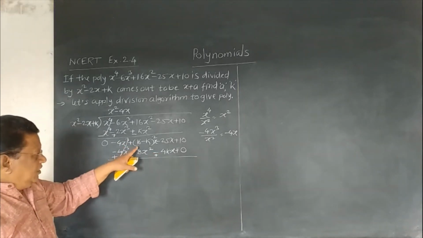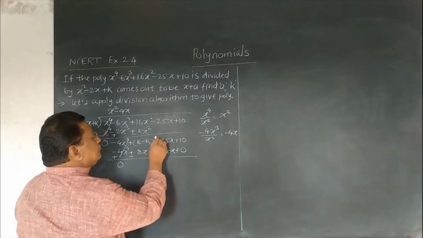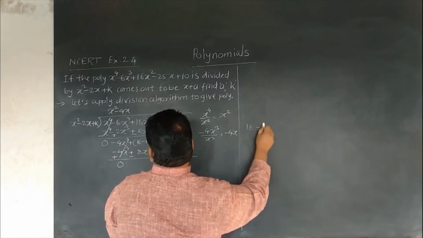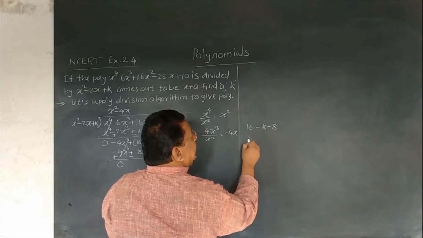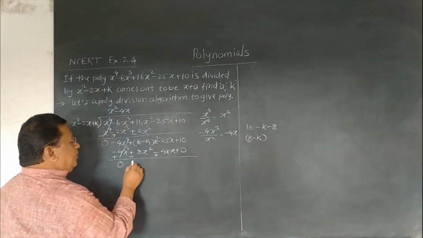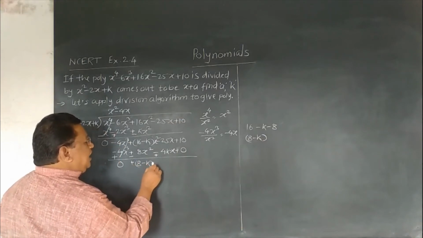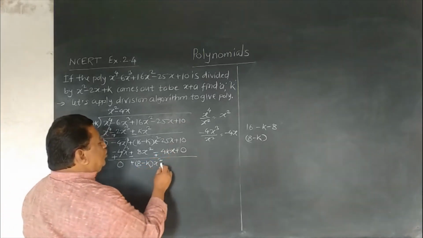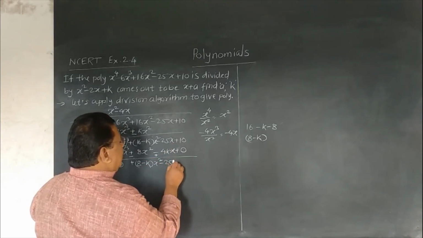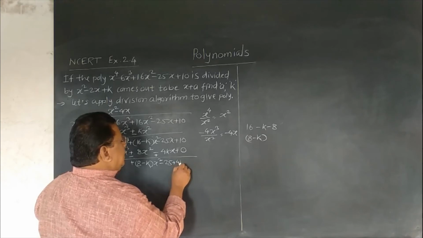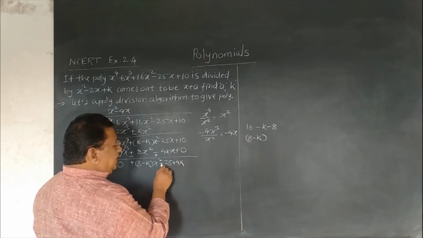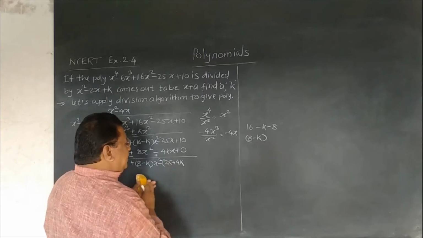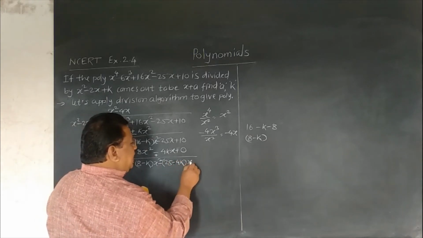0, 16 minus k minus 8, so 16 minus k minus 8, that is what? 8 minus k, so what? Plus 8 minus k x square. Now minus 25x plus 4kx. So if we take minus as a common, then we will write minus into bracket 25 minus 4k x. Listen to this step carefully.